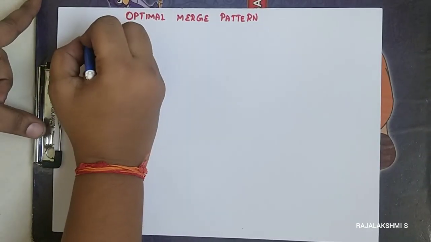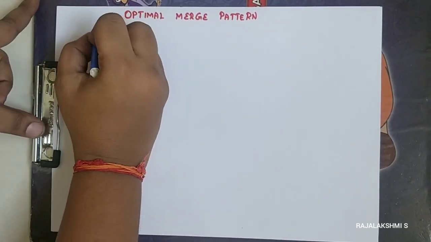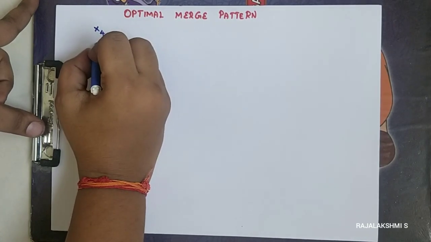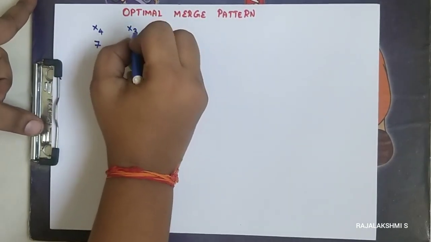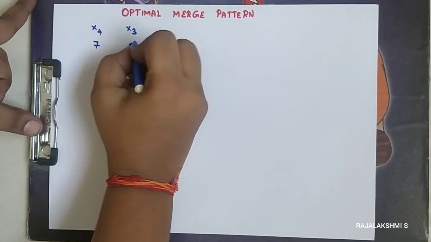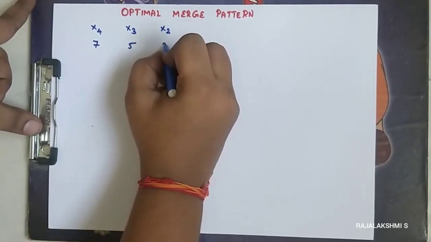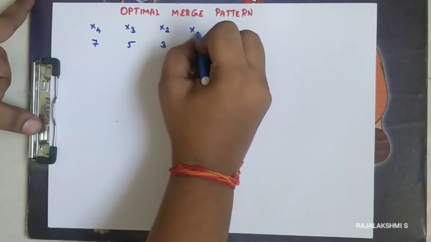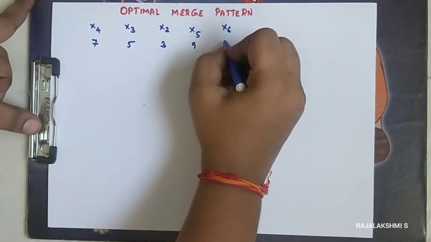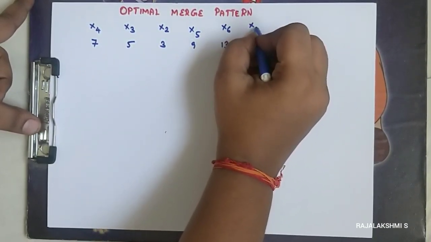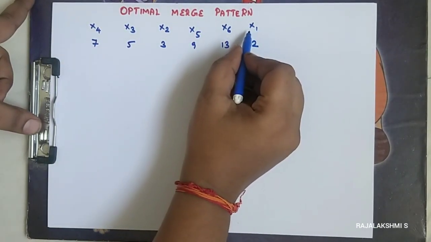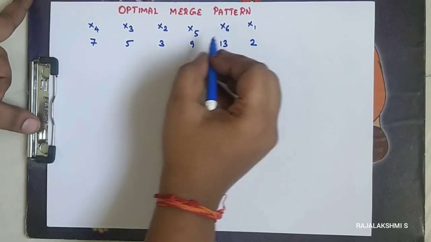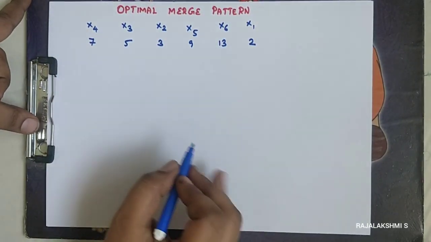So let me consider some set of files. For example, I am having the files as x4, the size of the file is 7. And I am having the files as x3 with the size 5. Similarly, x2 it is 3, x5 it is 9, and x6 it is 13, and x1 it is 2. Now all these files have to be merged into a single file. So we will see how this operation takes place.